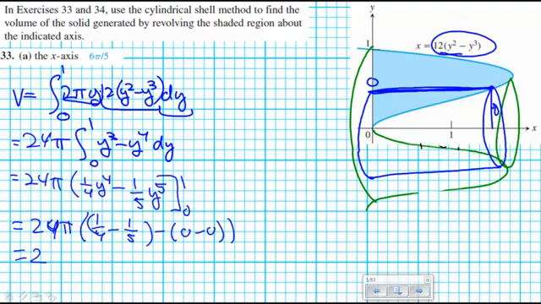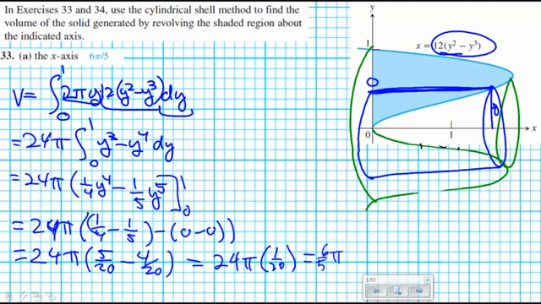All right, let's finish this off. 24 pi. Common denominator between 4 and 5 is 20. So this is 5/20 minus 4/20, which is equal to 24 pi times 1/20, which is 12, no, I can do better than that, which is 6/5 pi. Great, that's what they say it is too.